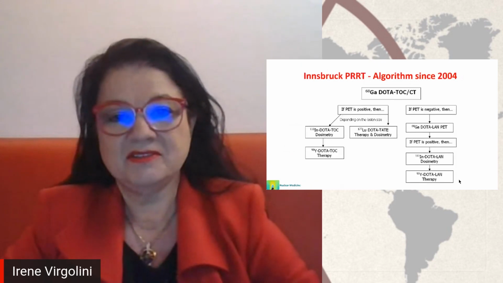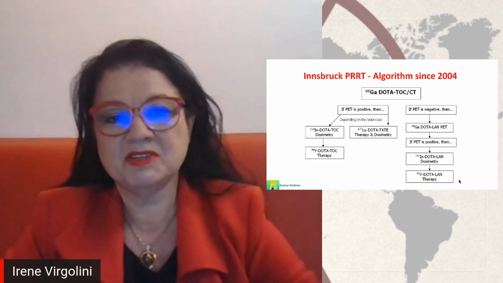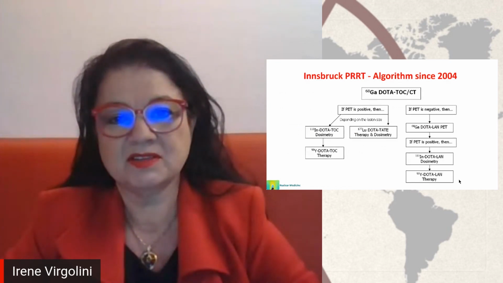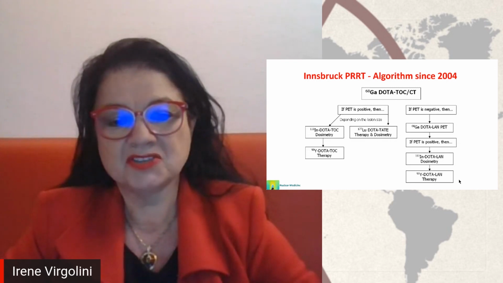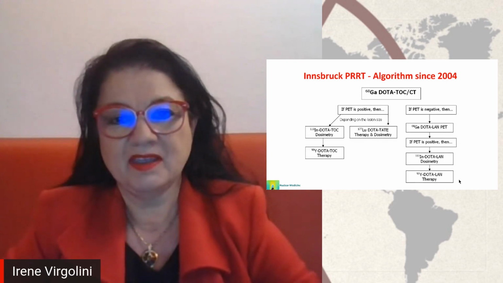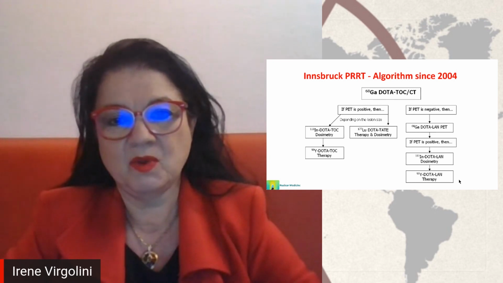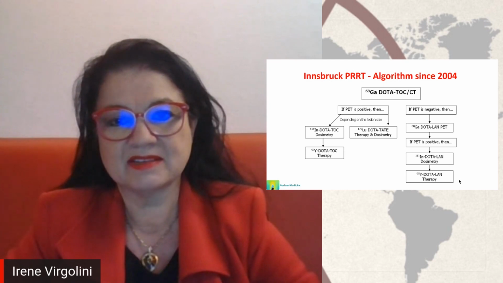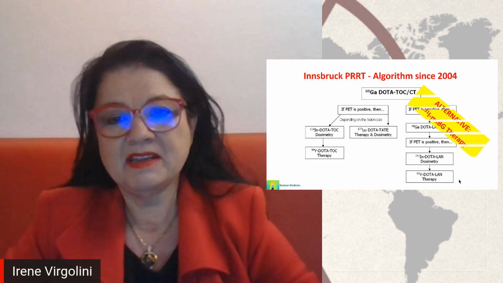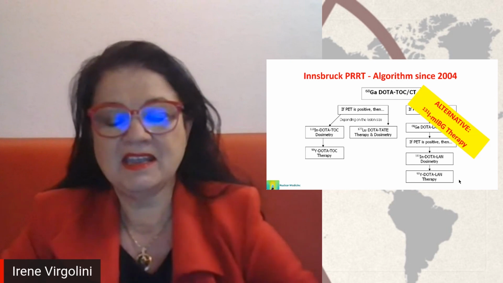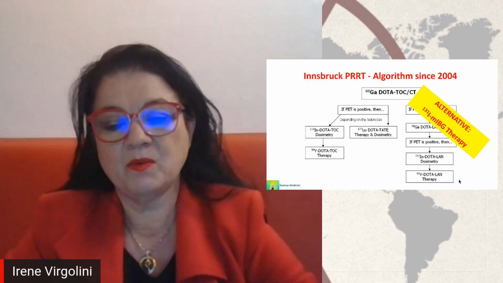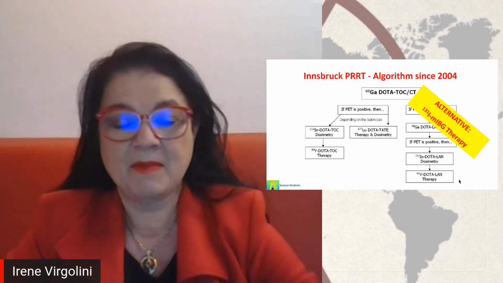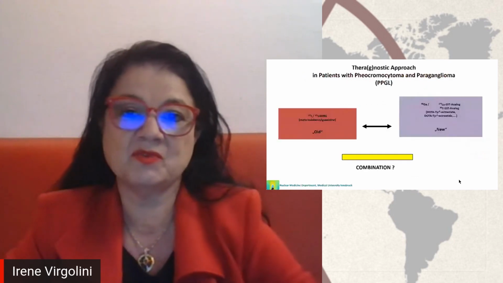At the University of Innsbruck, we have always been using gallium DOTA-TOC PET-CT for considering a patient for PRRT. And if the TOC was not sufficient, we were using lanreotide-based diagnostics. But in fact, for many years, the only registered therapy for neuroendocrine tumors was based on MIBG.